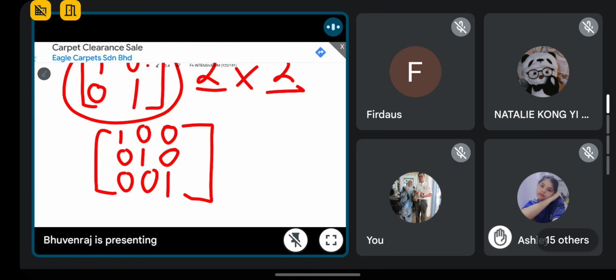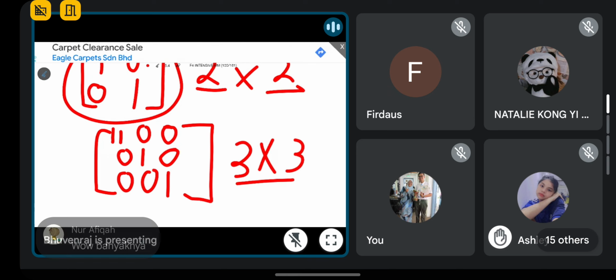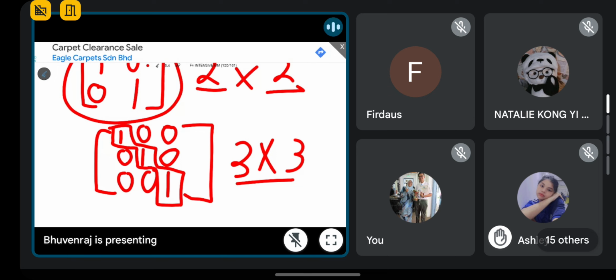Okay, ini adalah matrix bentuk 3 kali 3. This is a 3 times 3 matrix. Okay, you can see that the number 1 is always arranged diagonally. Nombor 1 ni disusun secara diagonal. Banyak kan sebab ada 9 unsur, 9 element. 3 times 3 you get 9 elements. So it's a lot already.